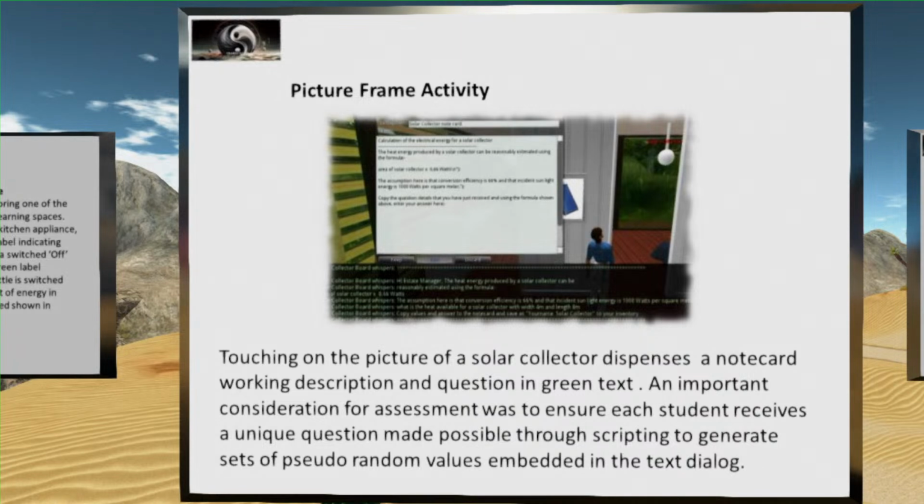The picture frame activity. Touching on the picture of a solar collector dispenses a note card with working description and question in green text. An important consideration for assessment was to ensure that each student receives a unique question, made possible through scripting to generate sets of pseudo-random values embedded in the text dialogue.